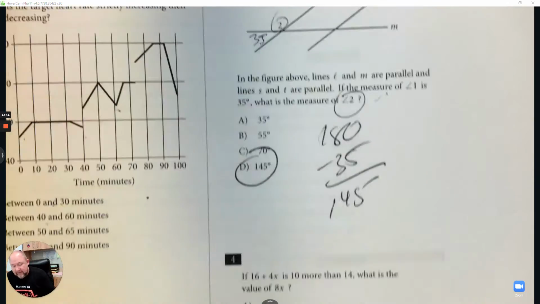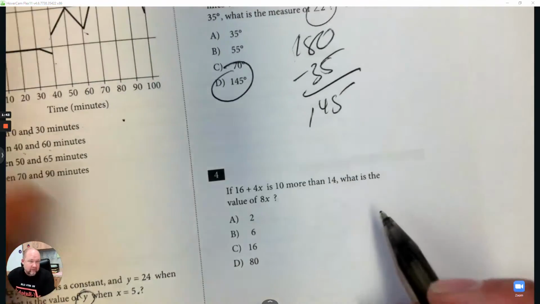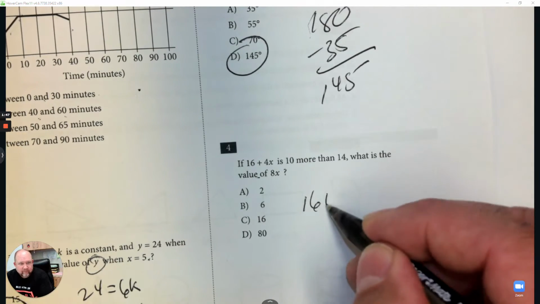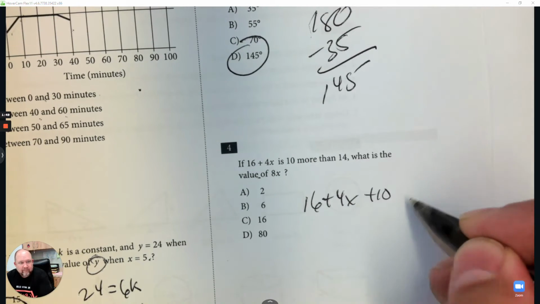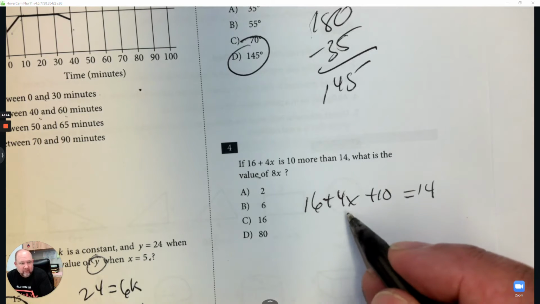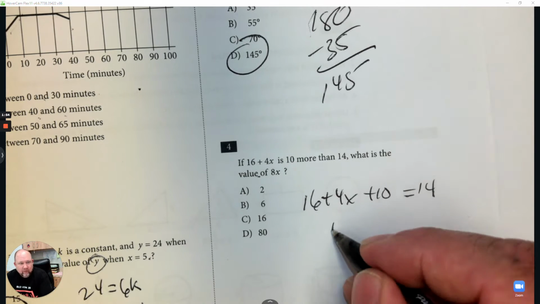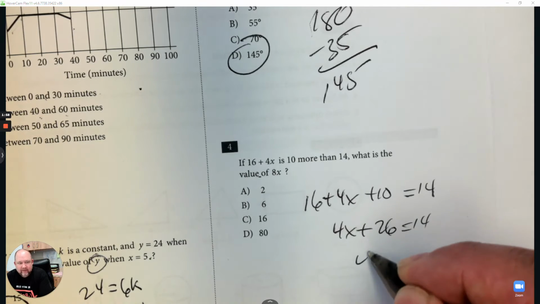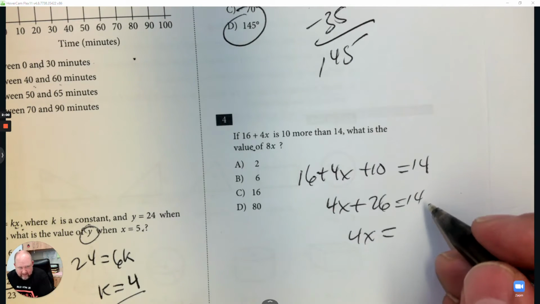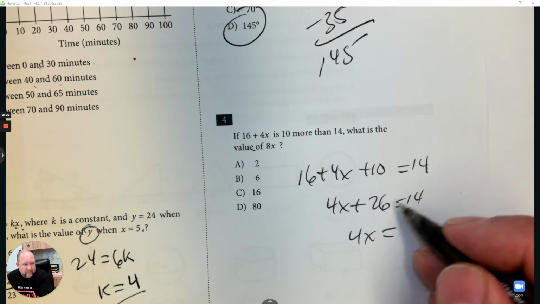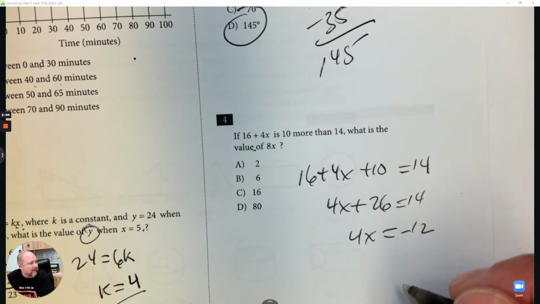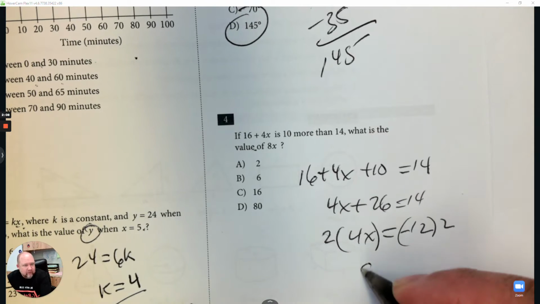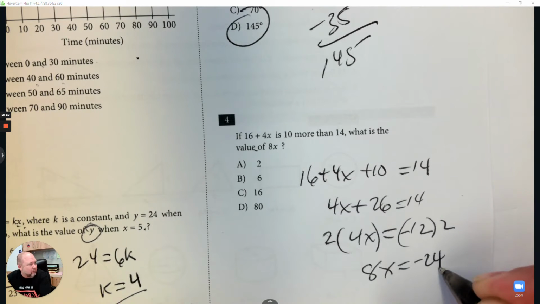Number 4, I haven't even used my calculator yet, but if you had to, you could do that with your calculator. If 16 plus 4x is 4 more than 14, what's the value of 8x? And so I'm going to do this to begin with. That's 26. I'm going to solve for 4x, so subtract. Again, you can use your calculator. 14 take away 26. And then 8x would be to multiply this times 2. So 8x is equal to negative 24.